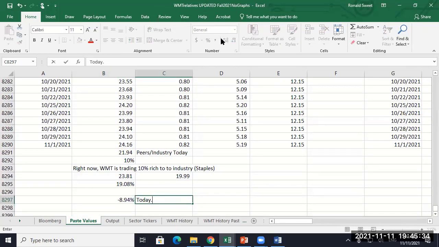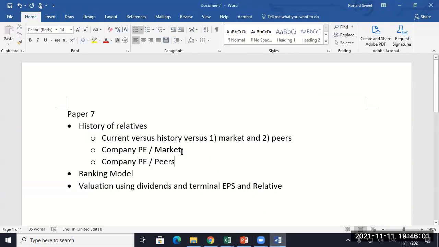Today, Walmart is trading 9% cheap to its history. All right, so those are all true. Right now, Walmart's trading 10% rich to their peers, but historically they've traded 19% rich to their peers. So right now they're trading 9% cheap to their history. All right, y'all got all that? I want you to type all of that out: 10, 19, and 9.